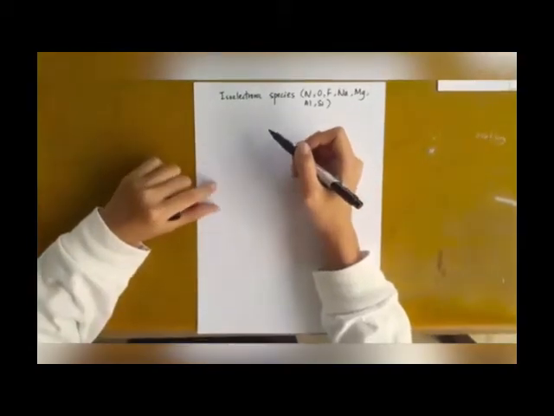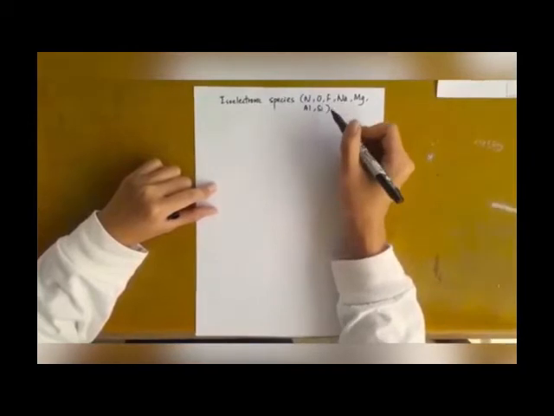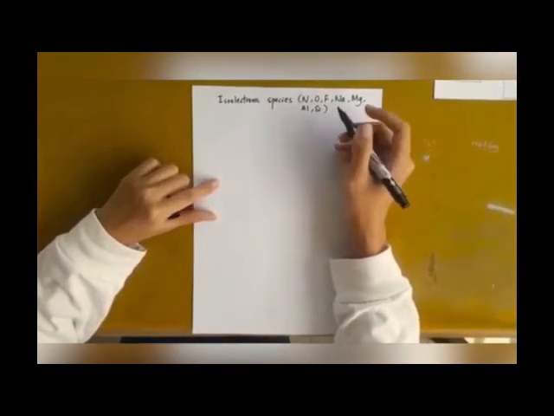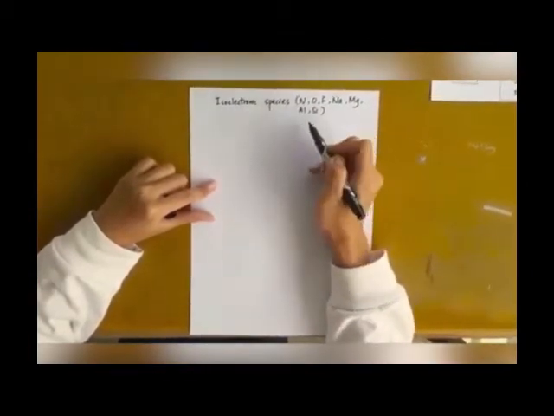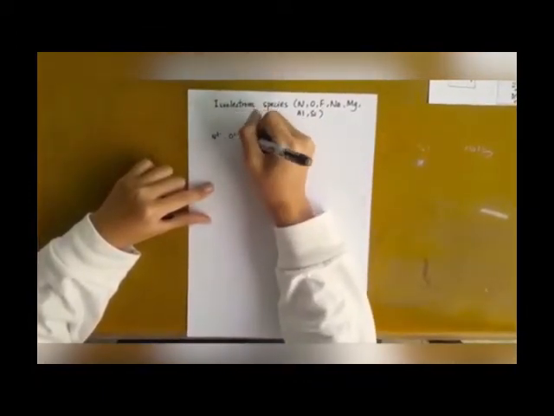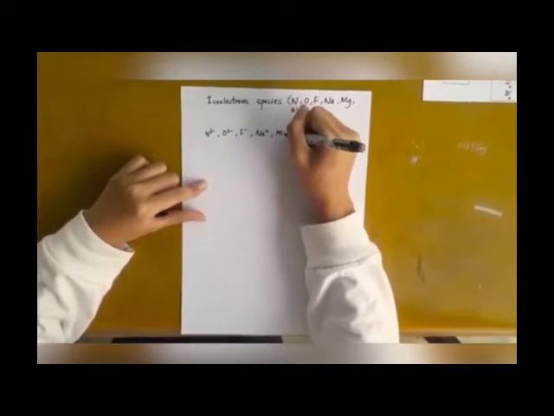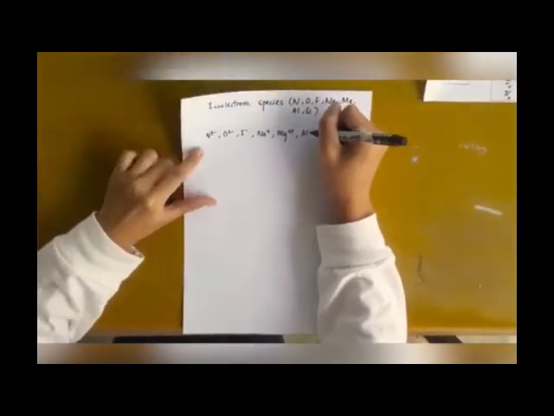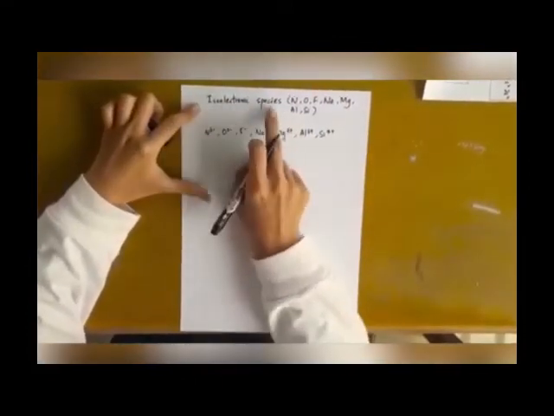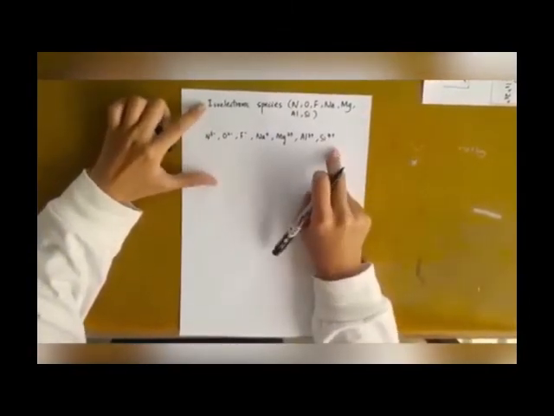Hi everyone, today I'm going to discuss the topic of isoelectronic species of nitrogen, oxygen, fluorine, sodium, magnesium, aluminium and silicon. Now I will write the ions for all these elements. All these ions are isoelectronic species. Later on I will prove that these ions are isoelectronic species.